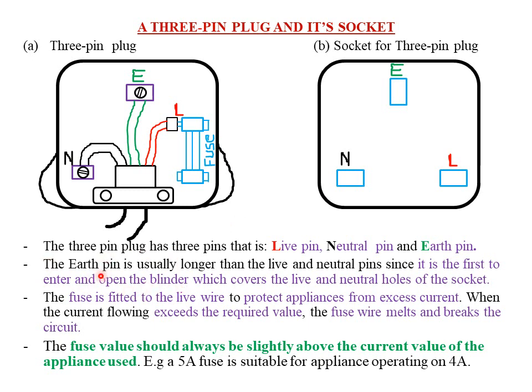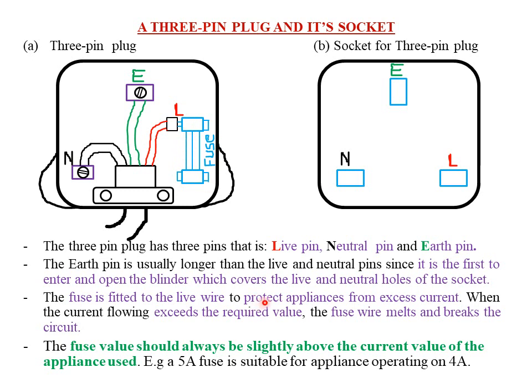So you need to know the reason why the earth pin is longer than the live and the neutral wire. It is the first to enter and open the blinder, which covers the live and the neutral holes of the socket. Then the fuse is fitted to the live wire. Strictly, the fuse must be fitted on the live wire and not the other wires.